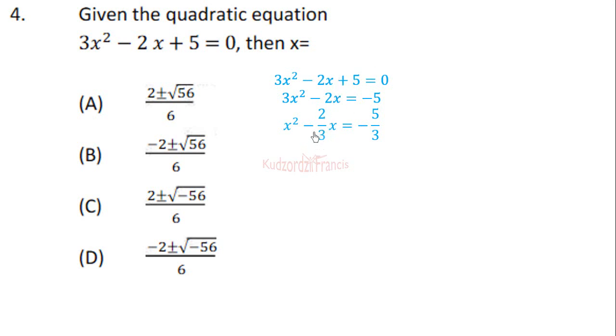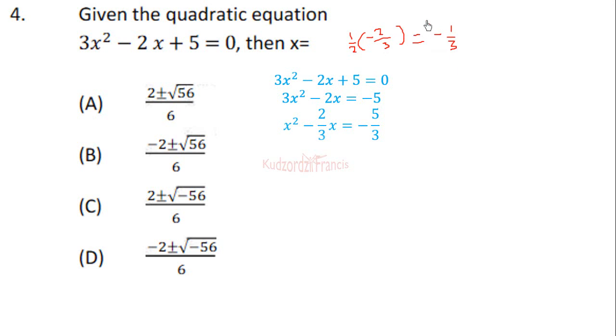So when we have this, negative 2 out of 3, then we are going to obtain negative 1 out of 3.